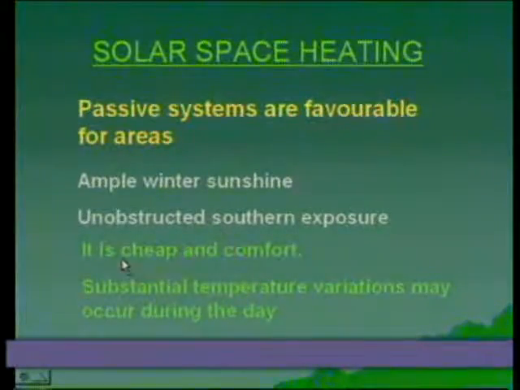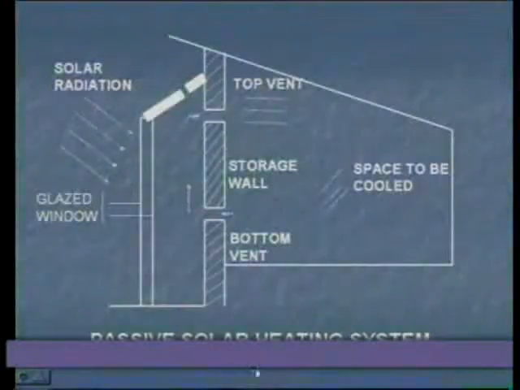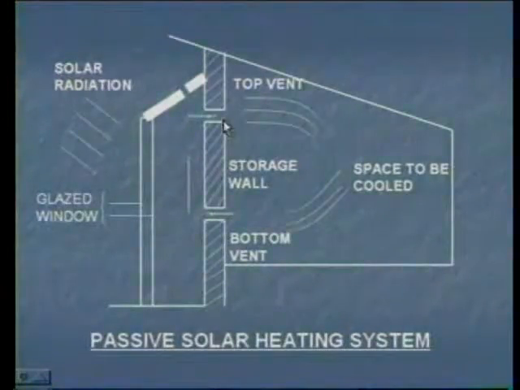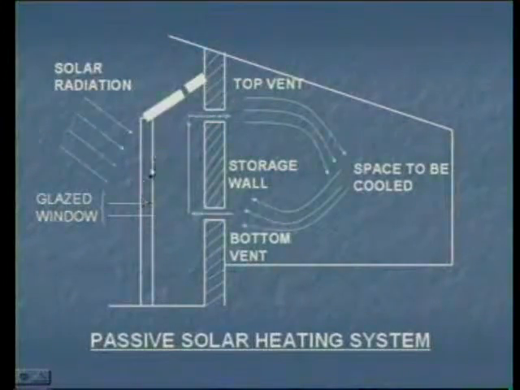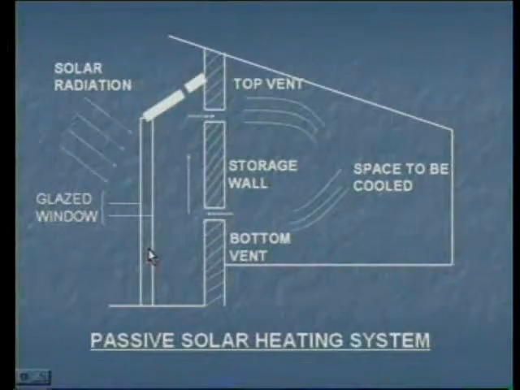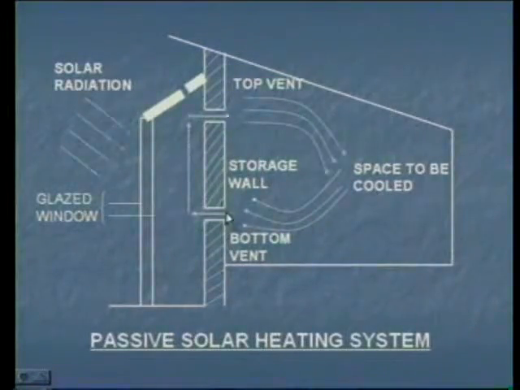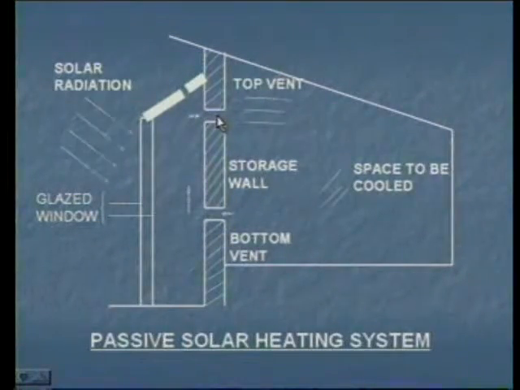Next, the passive system is cheap and comfortable, though substantial temperature variations may occur during the day. Here is a passive solar heating system. This is nothing but a south side wall. Solar incident radiation is falling on the glazed window, and the air from the space is passing through the vents which are provided on the wall. One is at the bottom and the other is at the top.